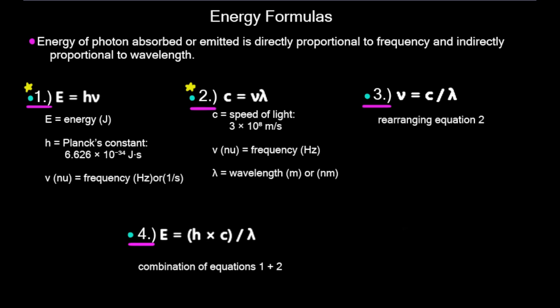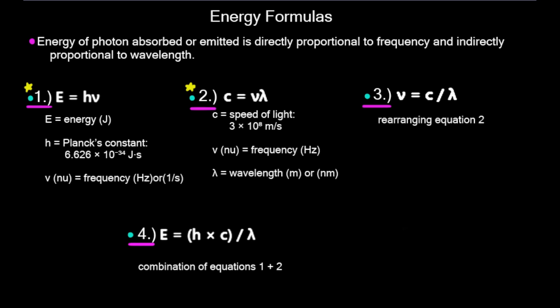The MCAT loves to test units. If you can track the units for some important formulas like the ones that you see in front of you, you can often solve the problems even without full formulas. So back to the equations. Because energy and frequency are directly proportional, as you can see from the formula presented in number 1, a high energy photon has a high frequency, and a low energy photon has a low frequency.